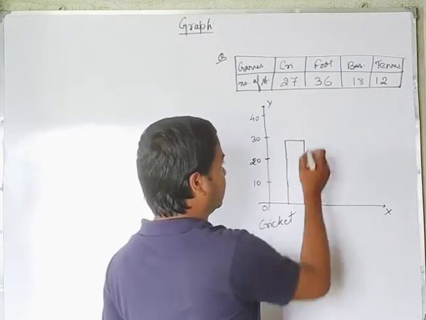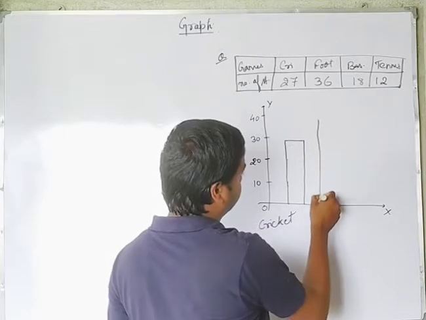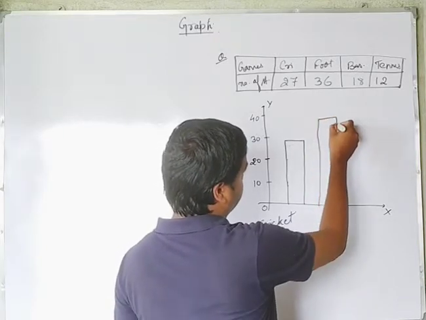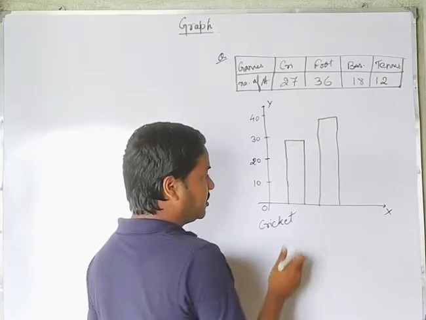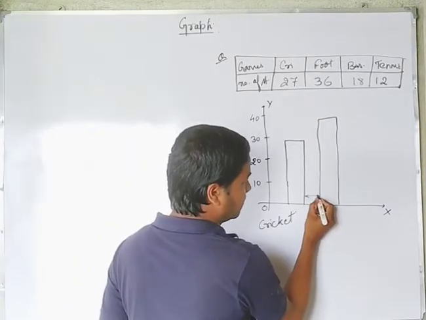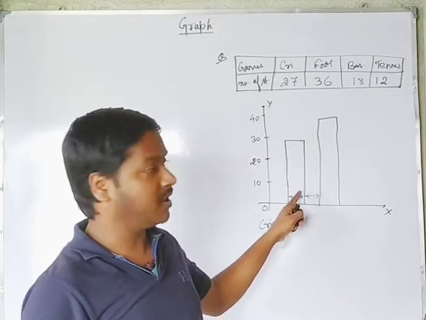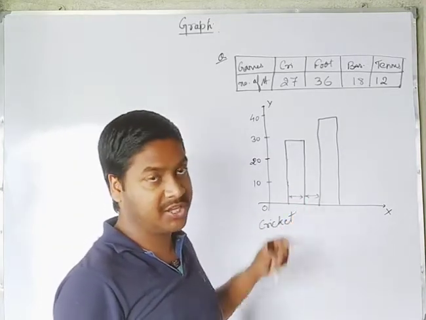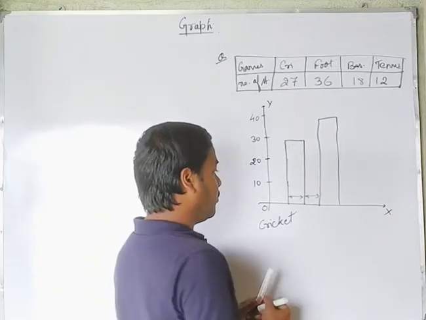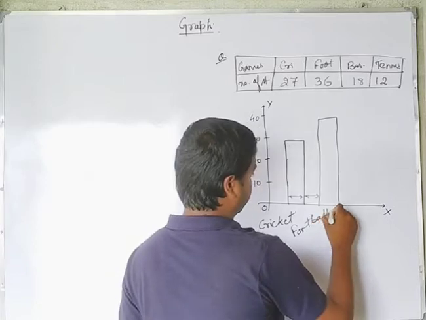Afterward, football having 36. This is 30, here it would be 35, maybe 36. Then draw here after some distance. This distance must be equal to this much. Whatever the distance of this one bar graph, the same distance we will take here also. This is for football, so we will write football just below it.